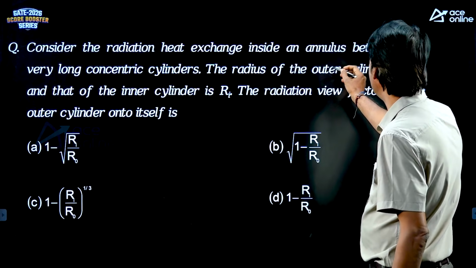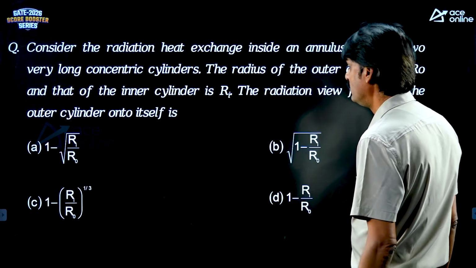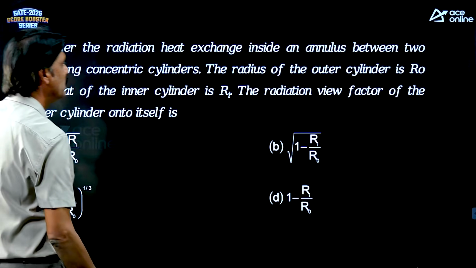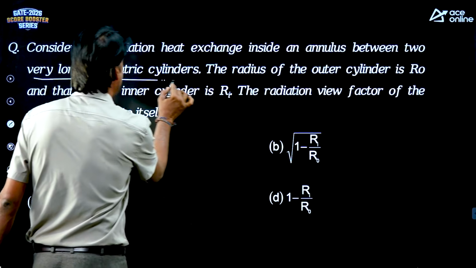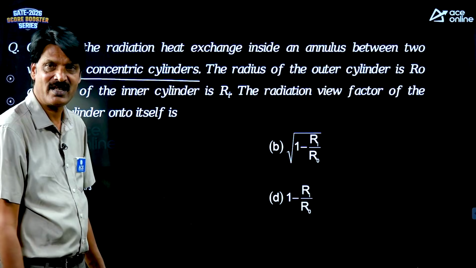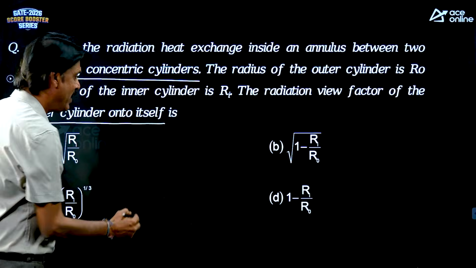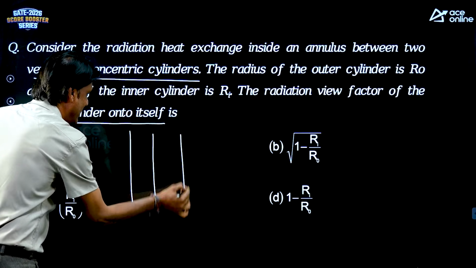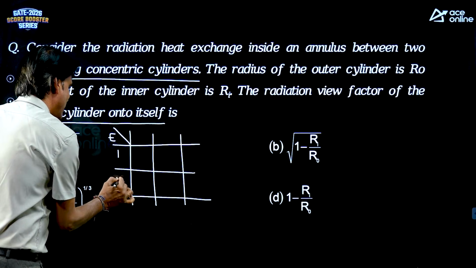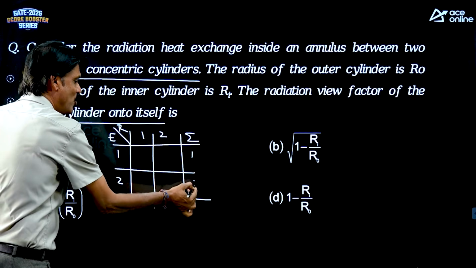Consider the radiative heat exchange inside an annulus between two very long concentric cylinders. Radius of outer cylinder is R0 and that of inner cylinder is Ri. Whenever you are writing shape factors, these are emitters, I am writing here, two emitters and two receivers, and the sum of all shape factors should be equal to 1.